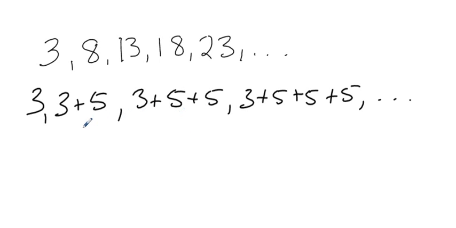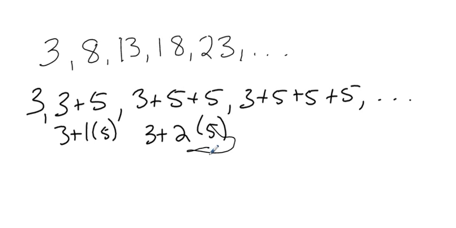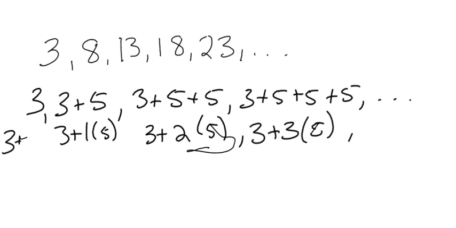So I have 1 times 5 plus 3. We have 3 plus 2 times 5 because we represent repeated addition as multiplication. 3 plus, now I have 3 factors of 5 that I'm adding. Again, there's a pattern here. I have 0 factors of 5.